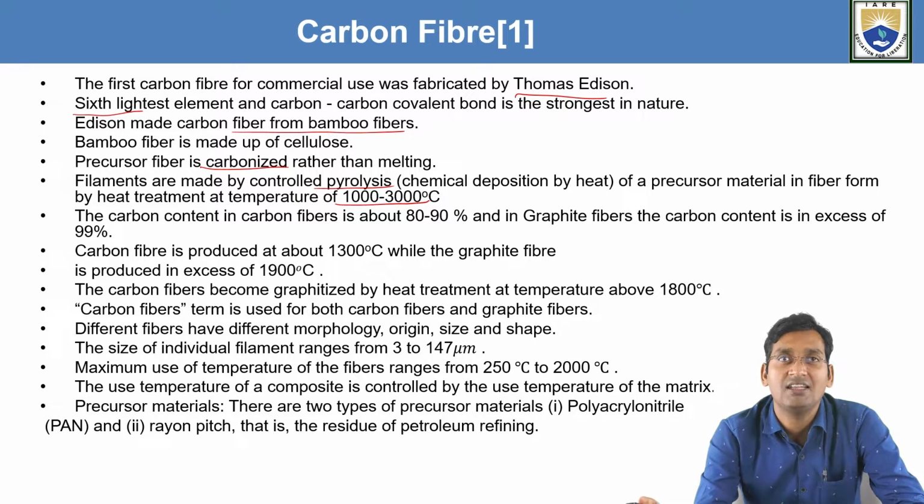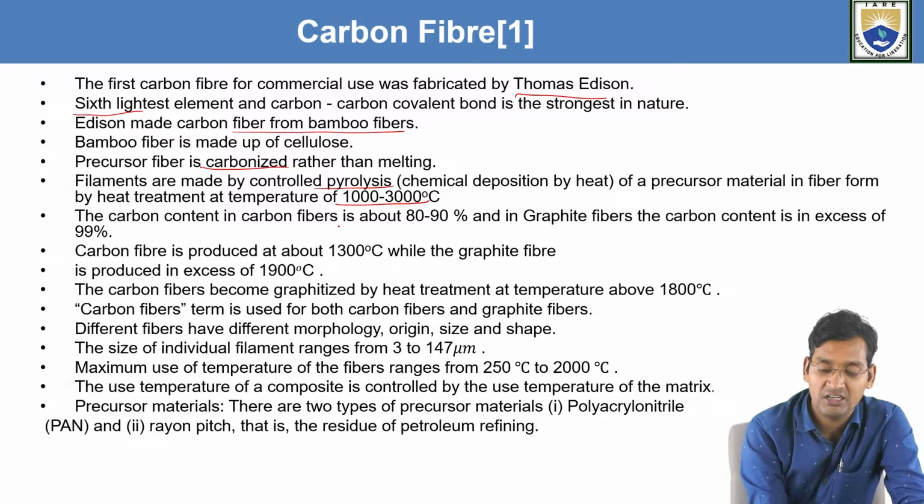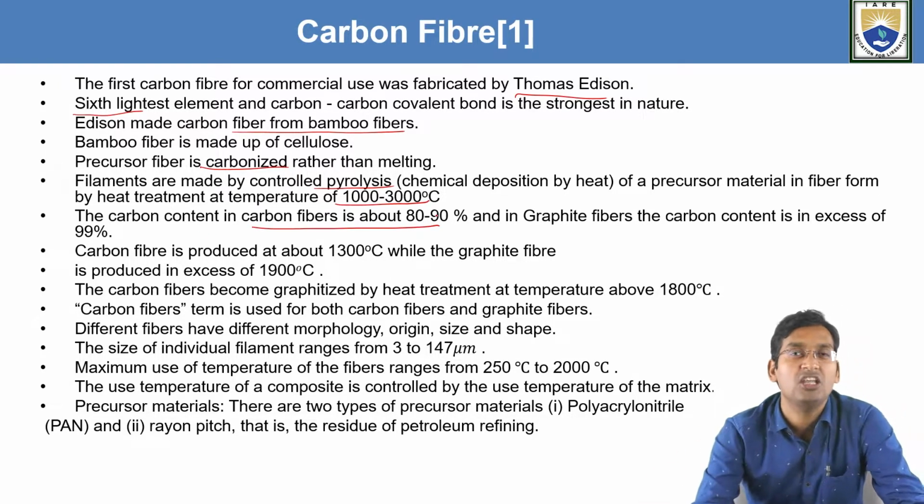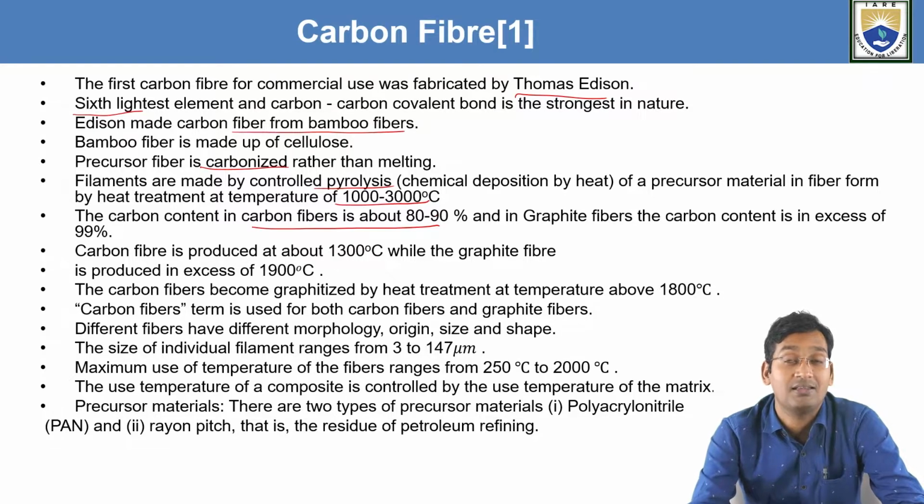The carbon content in carbon fiber is about 80 to 90%, and in graphite fiber the carbon content is in excess of 99%. So the carbon content in carbon fiber is only 80 to 90%, but in graphite fiber the carbon content becomes more, approximately even more than 99%.